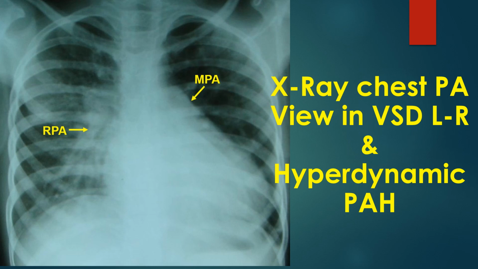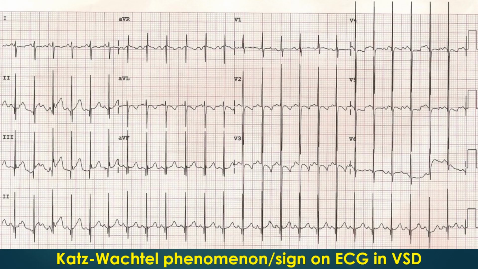The enhanced vascular markings are visible on the right side, whereas it is obscured by the cardiac shadow on the left side. Katz-Wachtel phenomenon is tall diphasic RS complexes at least 50 mm in height in leads V2, V3 or V4, that is the mid-precordial leads. The sign has been described in VSD with large left-to-right shunt and biventricular hypertrophy in children.